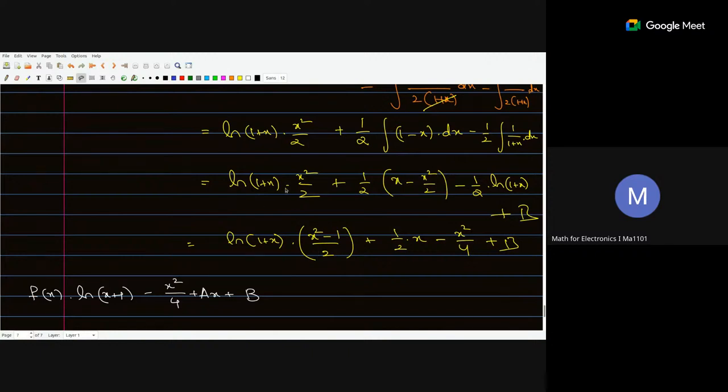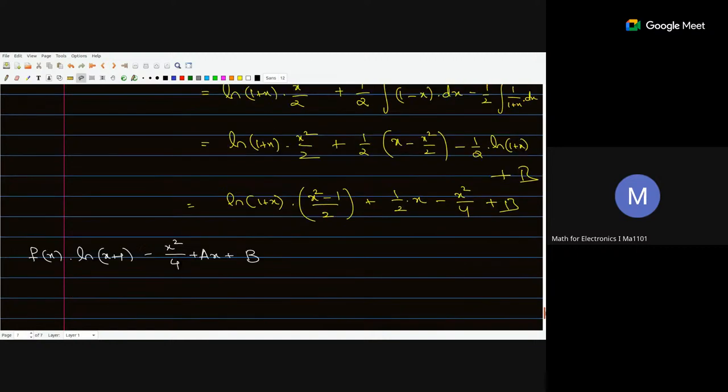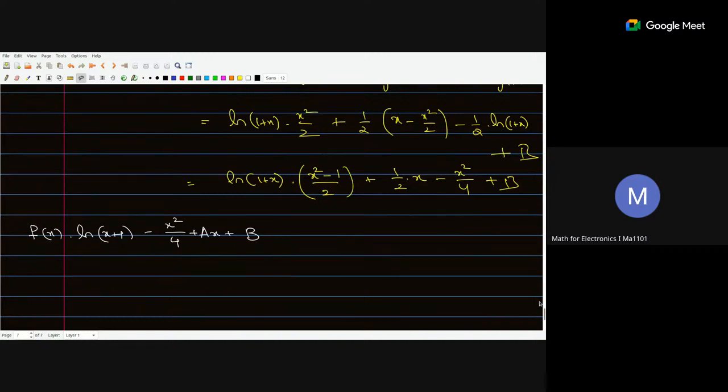Now I have ln 1 plus x into x square by 2 here, and ln 1 plus x into minus half here. I can take ln 1 plus x common out from these two terms. If I take that, I will have x square by 2 minus half, and that can be written as x square minus 1 by 2. And this is half times x minus x square by 4. Okay. This is just simplification. Now, initially it is given that the given expression is like this. Now, if you compare, we can see that f of x is this and a is half.